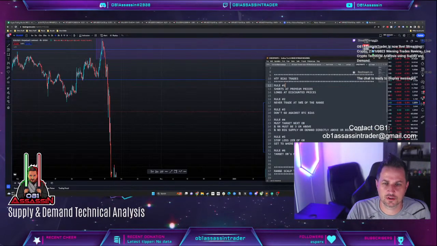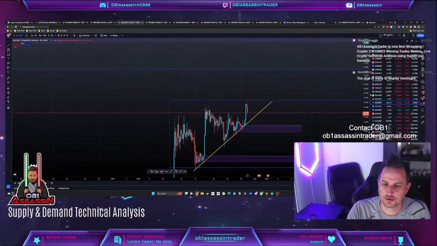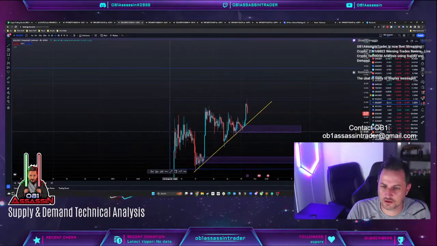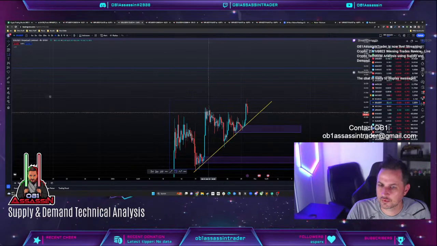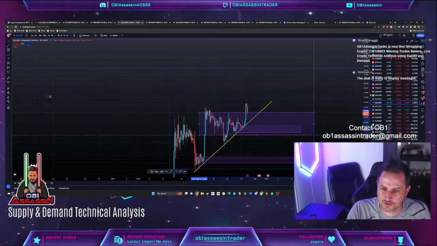So on the checklist here, it's not a fresh 4-hour, but it is a 4-hour. And it is at a clear, we've got, on the 4-hour level, a resistance line down here.